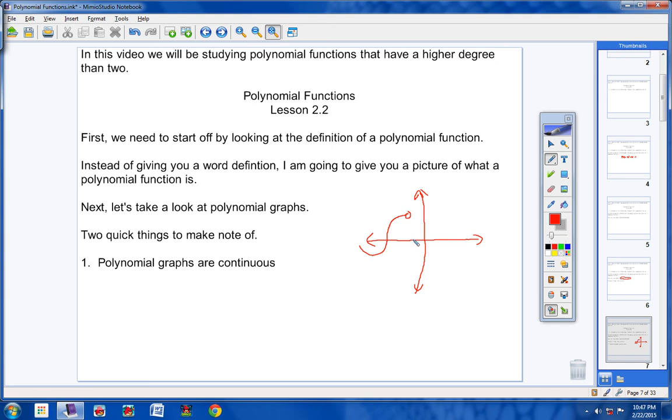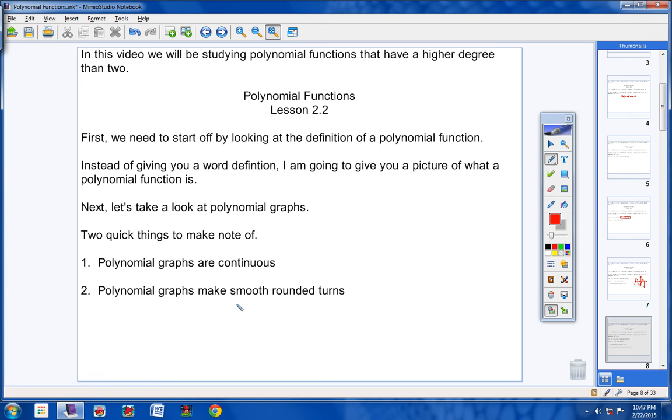And then it picked up, and let's say the graph picked up here and went like this, okay? That's not a continuous graph. There's a break in the graph right there. I mean, it's really easy to see, and it's a really simple concept to understand. Polynomial graphs are continuous. This would not be the graph of a polynomial function. A polynomial function will continue. It'll be continuous, okay?